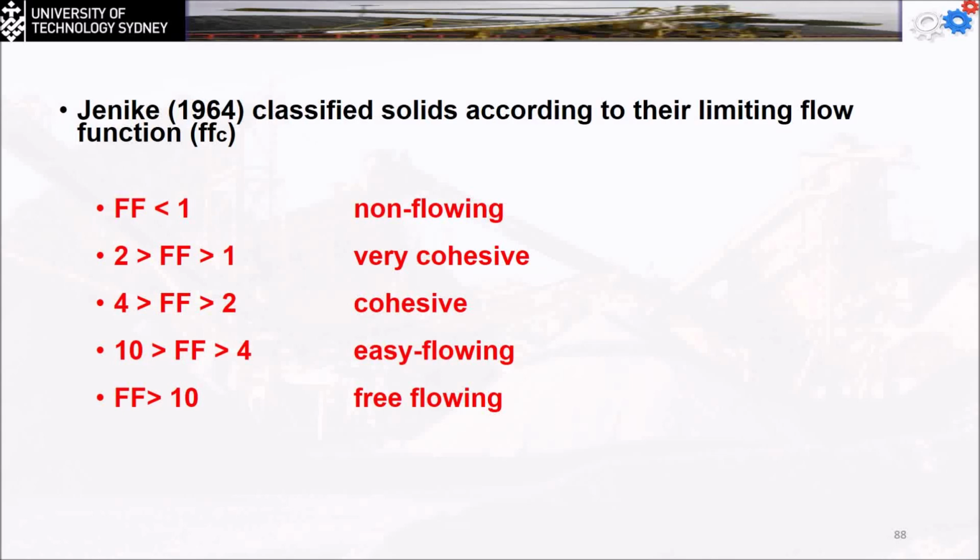If the value is between 4 and 2, we're going to have a cohesive material. If the value is between 10 and 4, we're going to have easy flowing. And if the value of the FF is more than 10, that means we're going to have a free flowing material.